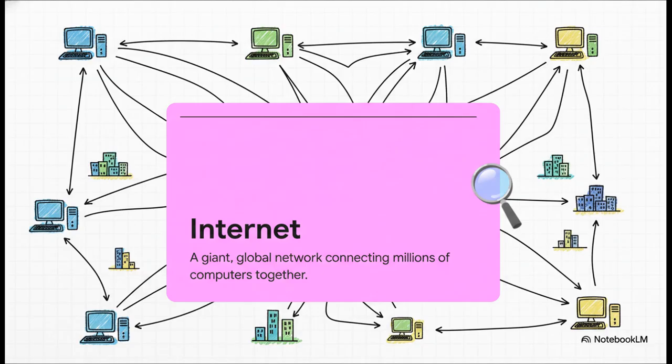Okay, so what is the internet, really? At its core, it's just a giant global network that connects millions and millions of computers. The best way to picture it is like a massive worldwide web of roads. Those roads, the physical connections, that's the internet. And all the cities, towns, and houses they link together, those are all the computers.